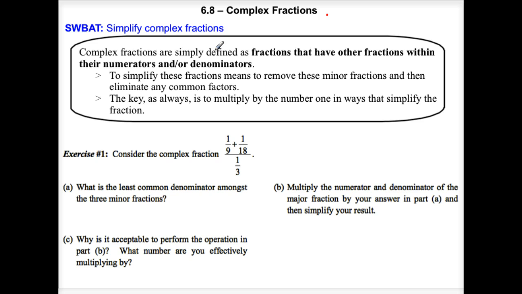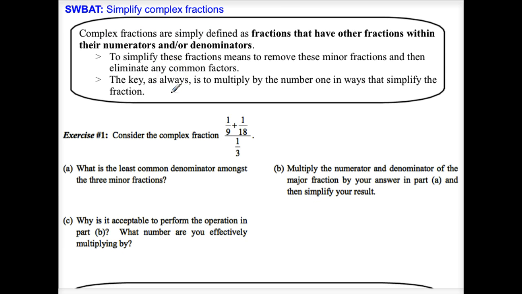So let's start. Complex fractions are simply defined as fractions that have other fractions within the numerator or denominator. So something crazy like this. Now, to simplify these fractions means to remove these minor fractions and then eliminate any common factors. The key is, and always is, to multiply the numerator and denominator by the number 1 in a way that simplifies the fraction.